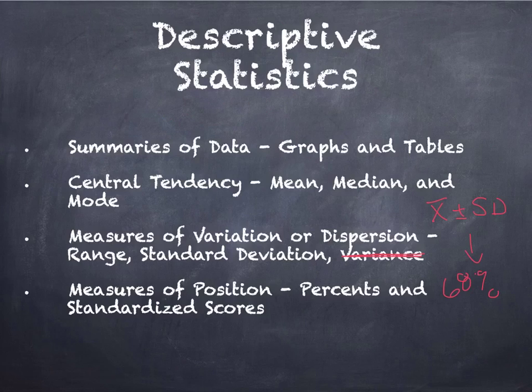And then the last one, probably least commonly seen in independent studies, would be talking about measures of position. That's your percents and your standardized scores, like your z-scores. They can be helpful, and if your students are interested in doing that, just have them chat with me. They can be helpful in some certain situations.